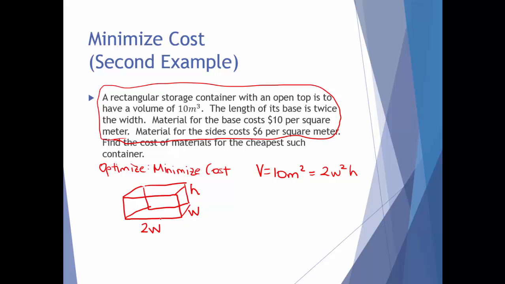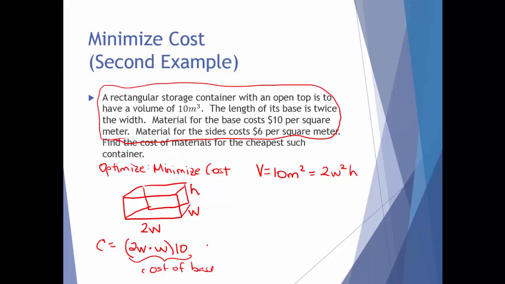So what we now need is an equation to describe the cost of this. So let's start with the base. We know how to find the surface area of the base. The area is just going to be 2W, that's one of its dimensions, times W, that's its other dimension. Its cost is going to be that many square meters, 2W times W, times how much it costs to produce each one. Well, because it's the base, that's times 10. This is the cost of the entire base.